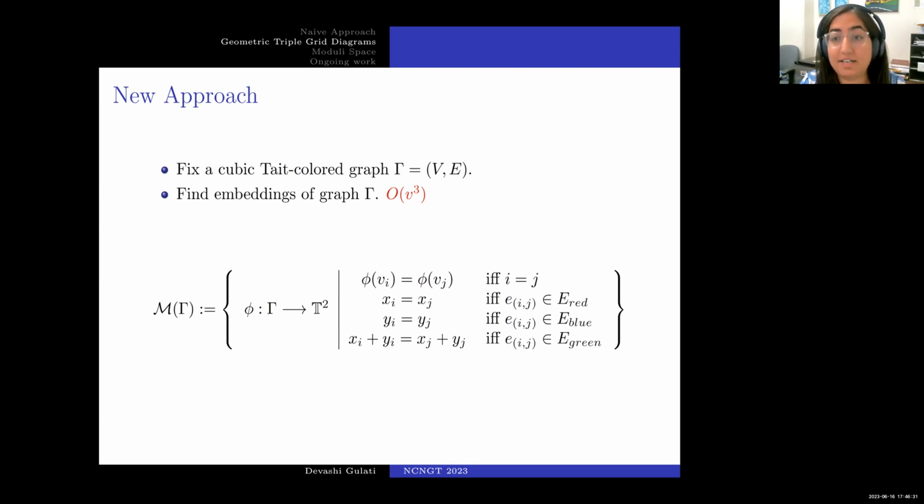I would like to add here that I've been writing code for all of the approaches discussed, including this one. And for this particular one, finding the embeddings required some non-trivial mathematics. So the space of all of these embeddings is called M of gamma.